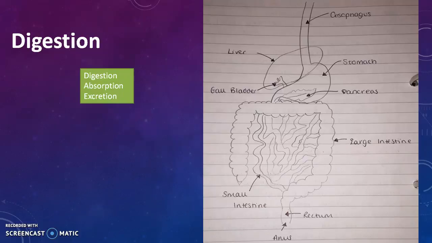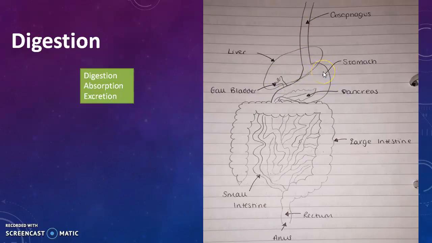The esophagus is also known as a food pipe, which connects the mouth to the stomach. It is a muscular tube, as shown here, which works in wave motions to push the food down towards the stomach. The stomach is here.